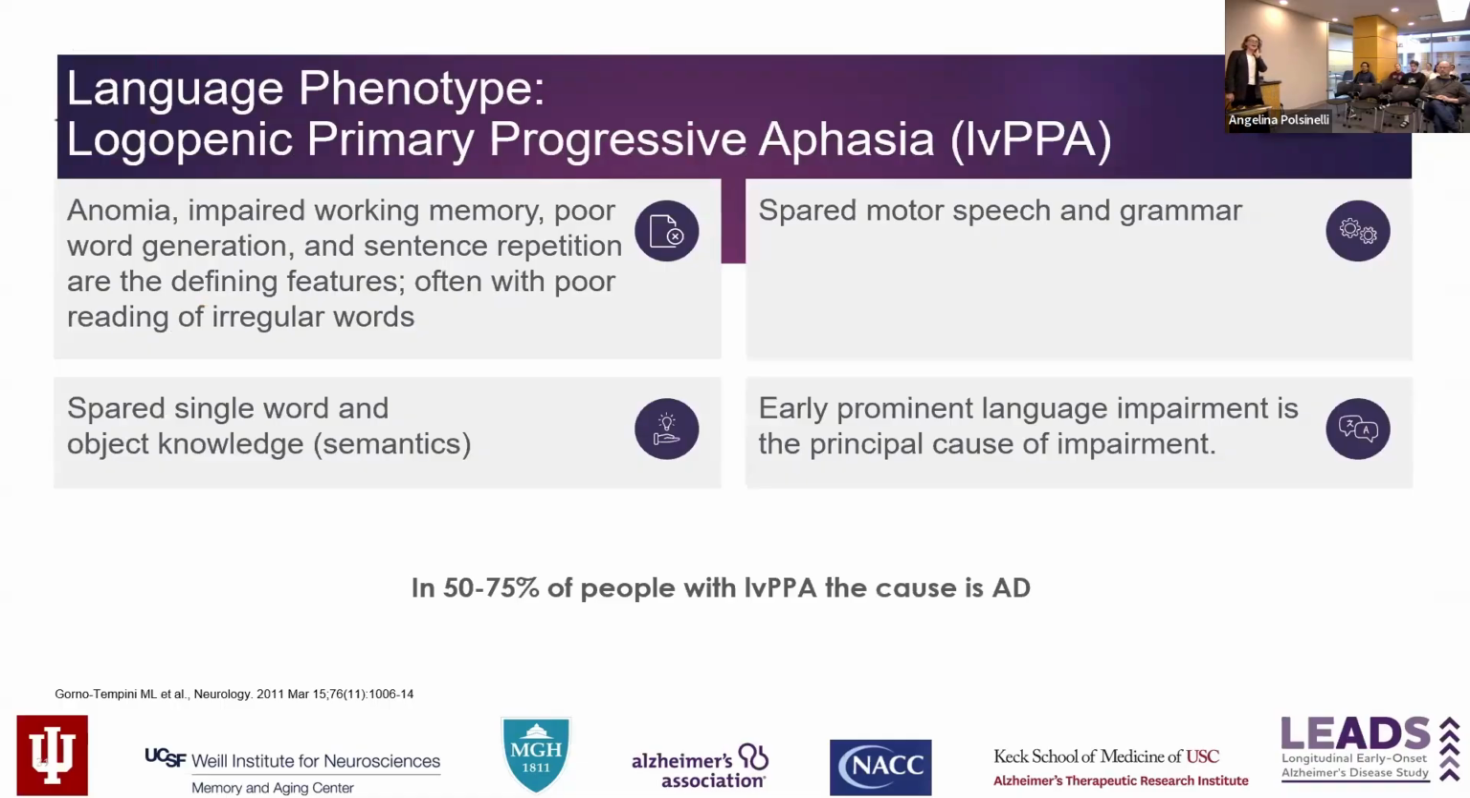So this is the language phenotype of Alzheimer's disease. This is when a person with Alzheimer's disease presents with a predominant language impairment, not a predominant memory impairment. And it presents just like what we saw with this individual: poor naming, poor working memory, poor repetition of sentences, difficulties with circumlocution and talking around words, and interestingly, reading irregular words.